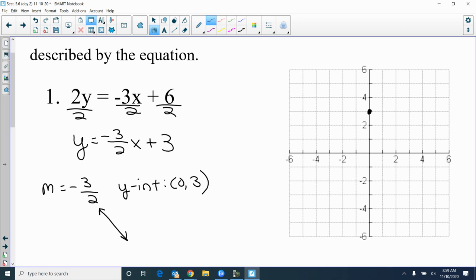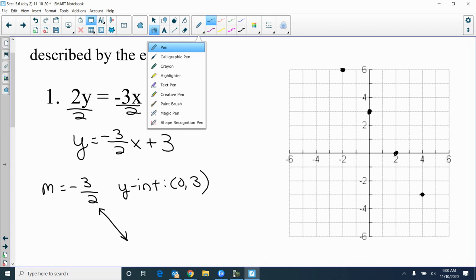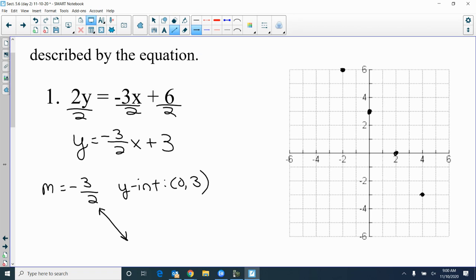So I go up 3 and then to the left 2 to get a point. Now that's the only point I can fit above it, right? We'll start back at the y-intercept, go down 3, 1, 2, 3, and over 2. And go down 3 over 2. So we need at least 4 or 5 points. Once you get those on there, we connect them. Go past your points a little bit, draw arrowheads on there. And so there you go.